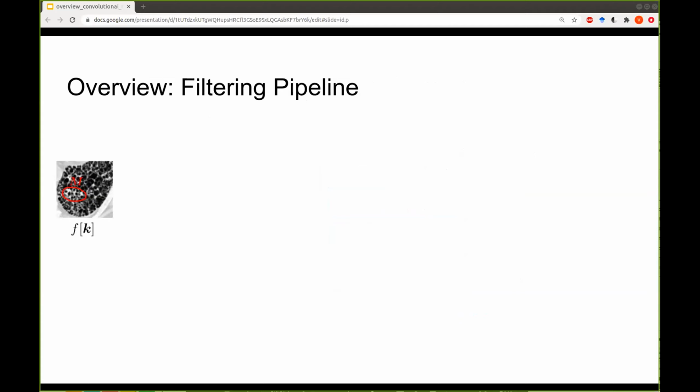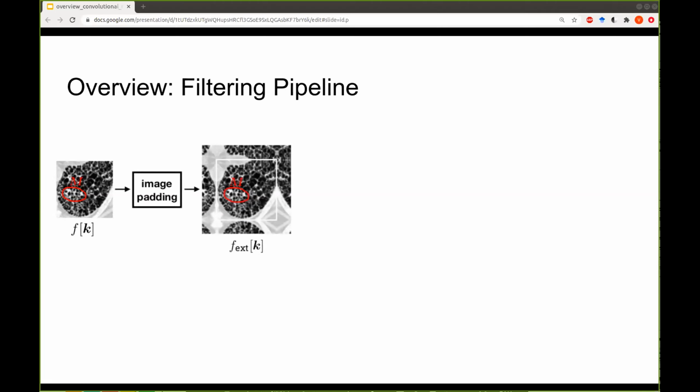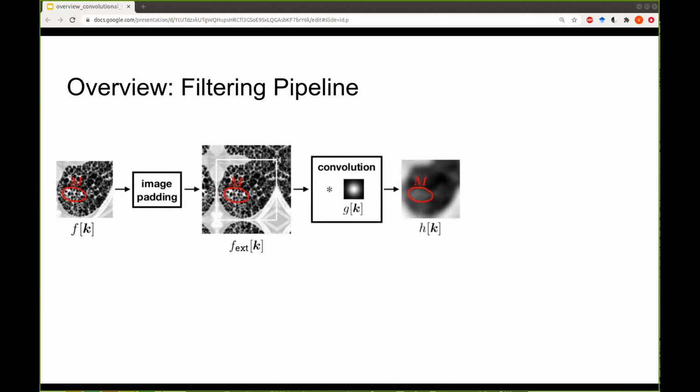We now describe the image filtering pipeline as we define it for radiomics applications in IBSI. We start with an image f(k) and the region of interest m in red. The image is then padded with an appropriate boundary condition so that we can compute the convolution at the boundaries of the image. We then convolve the image with a filter g. Here it is a Gaussian filter, and we obtain a response map h as a result of this convolution.